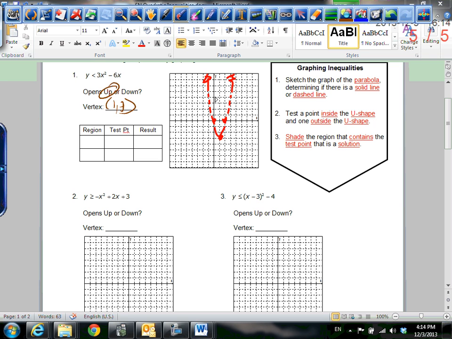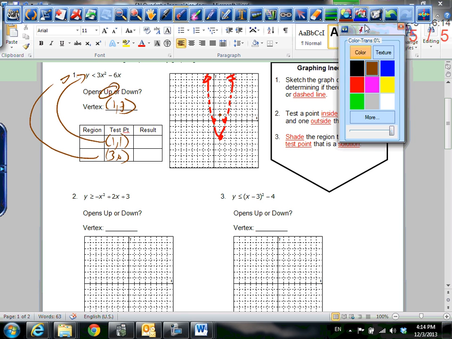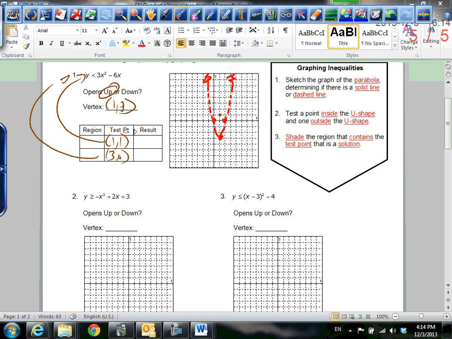We're going to pick a point on the inside, pick a point on the outside. Now let's pick easy points. So 1 comma 1 maybe. That's on the inside. On the outside, let's pick 3 comma 0, and we're going to plug both of these ordered pairs into there. Now we do it separately, so one at a time. 1, 1, so I'm going to have 1 is less than 3 times 1 squared minus 6 times 1. Now if we do all this and it makes sense, then that's where we're going to shade. We're going to shade on the inside. If it doesn't make sense, then we're not going to shade there.